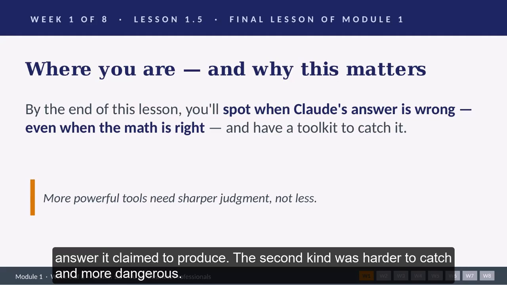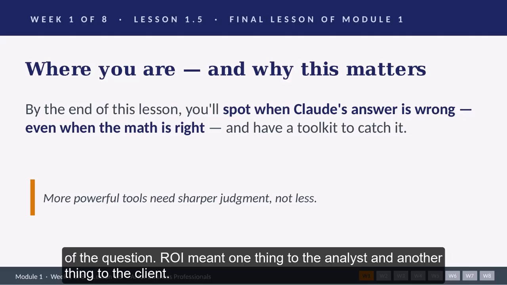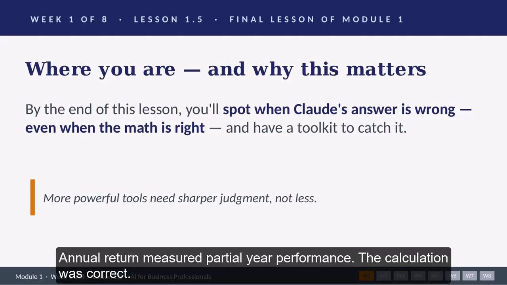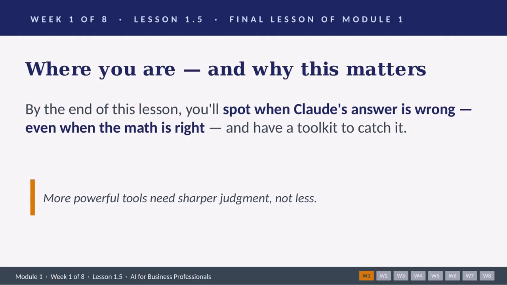The second kind was harder to catch and more dangerous. The math was right. The numbers were clean. But the answer solved the wrong version of the question. ROI meant one thing to the analyst and another thing to the client. Annual return measured partial year performance. The calculation was correct. The conclusion was misleading. That experience is the reason this lesson exists.